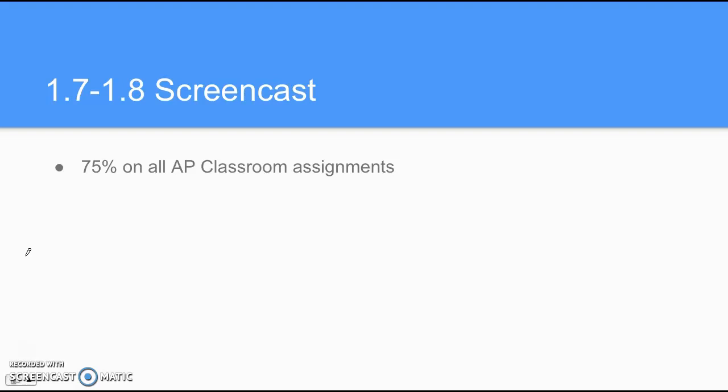Before we get started, I just want to let you know that, like the multiple choice questions that we had before in class, your grade on all AP classroom assignments will be 75% of the point values in AP Classroom. So that's what I'll record in the grade book. Try to get everything correct, try to get 100%, but just know that the score that I record will be based on 75% of those points.